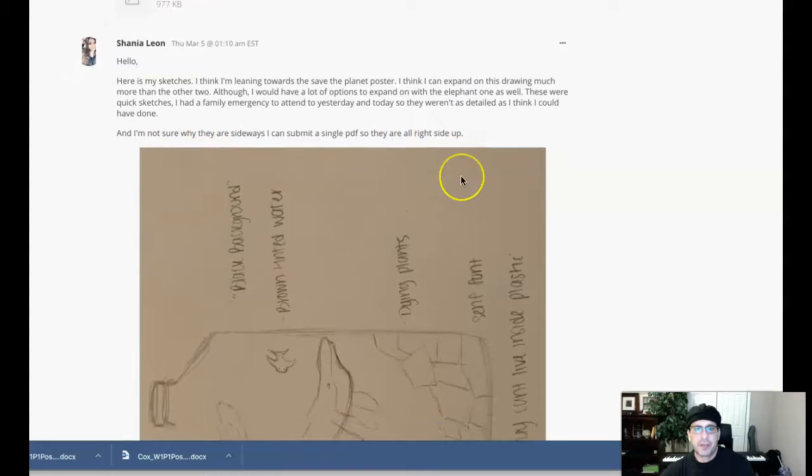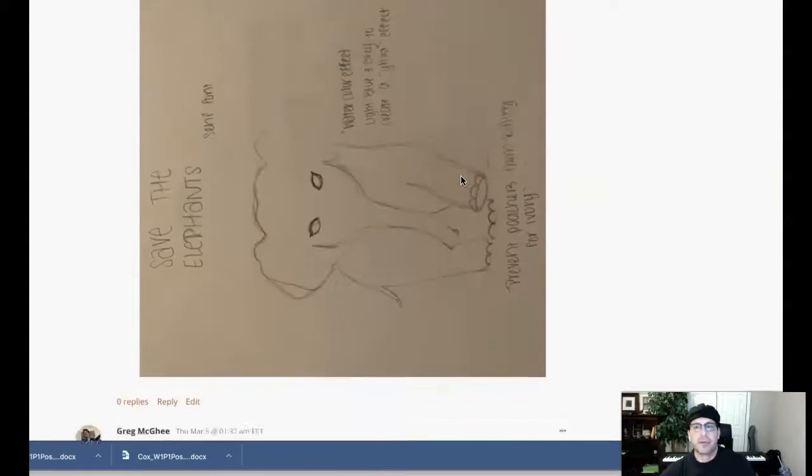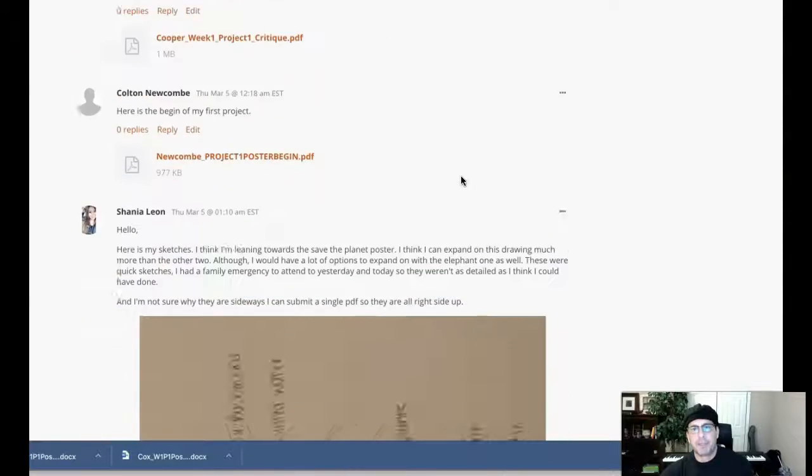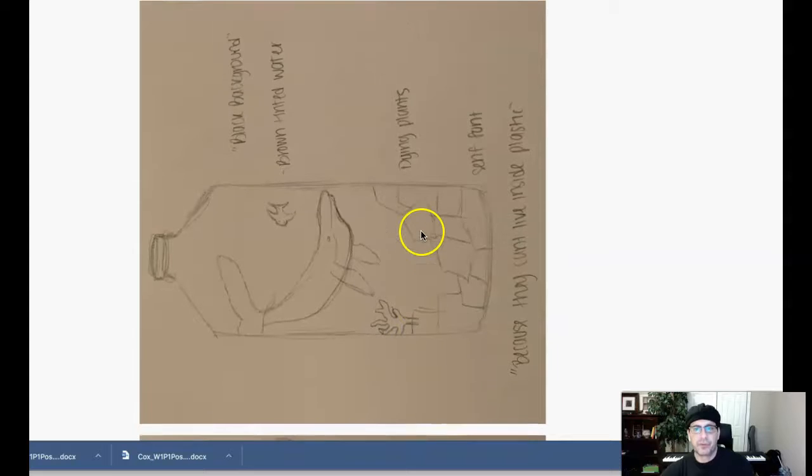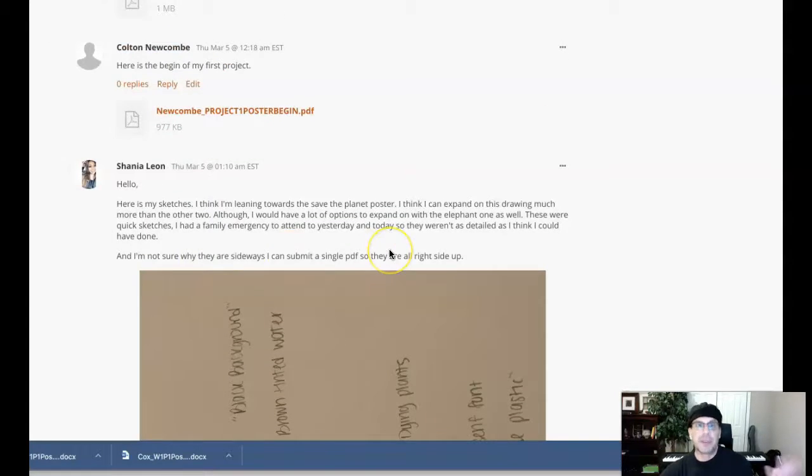And I'm not sure why they're sideways. Okay, yeah, that's a problem, presenting those sideways. And of course, in presentation, you always want to make it as easy as possible for the viewer to review the work. This is almost impossible to review because it's sideways. So in this case, yes, a PDF would definitely be in order.